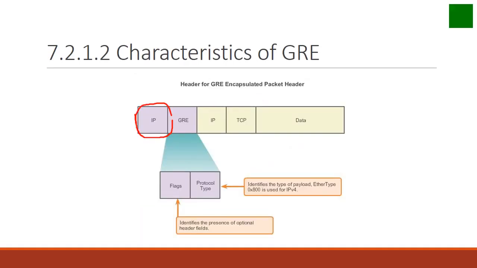GRE has these characteristics. In the outer IP header, the number 47 is used in the protocol field to indicate that a GRE header will follow. GRE encapsulation uses a protocol type field in the GRE header to support the encapsulation of any OSI Layer 3 protocol. GRE itself is stateless. It does not include any strong security mechanisms to protect its payload. The GRE header, together with the tunneling IP header, creates at least 24 bytes of additional overhead for tunneling packets.